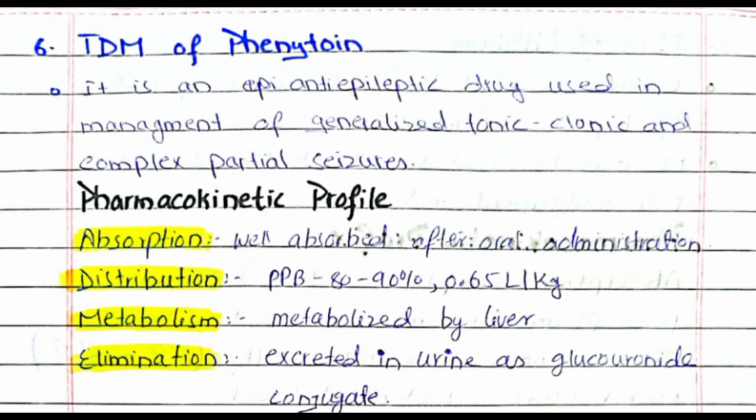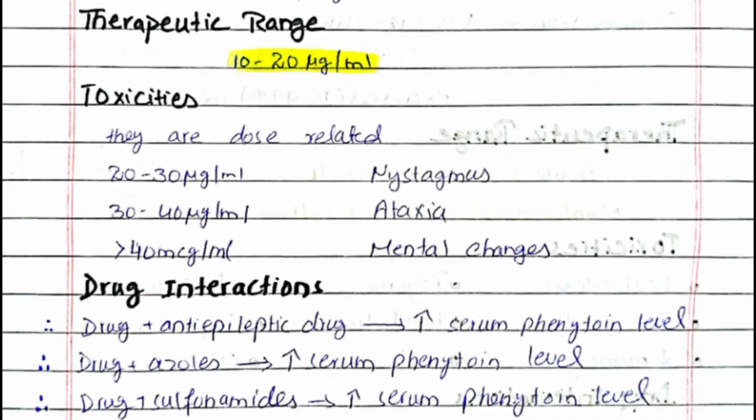First of all, we will discuss absorption. Phenytoin is well absorbed after oral administration, so mostly it is given through the oral route. Then if we talk about its distribution, it is mainly 80 to 90% plasma protein bound, and its volume of distribution is 0.65 liter per kg. And when we talk about its metabolism, it is mainly metabolized by the liver, and for elimination, it is excreted in urine as a glucuronide conjugate. Now let's have a look at the therapeutic range of the drug.